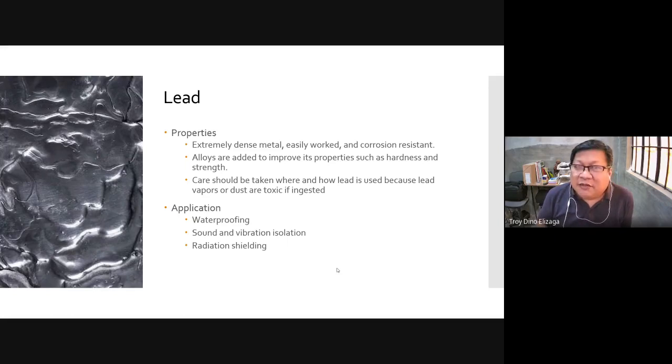So lead is not something that you can use where your health might be in danger. No? You can't use it in cups or in plates, or especially use it as fork.